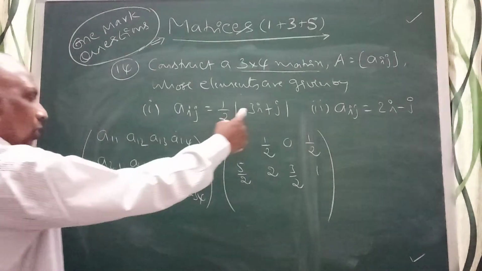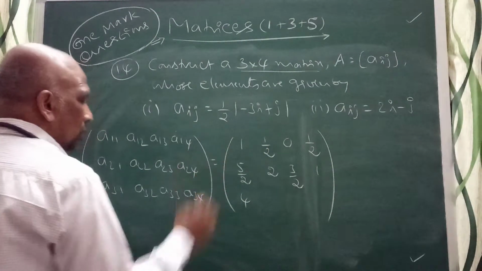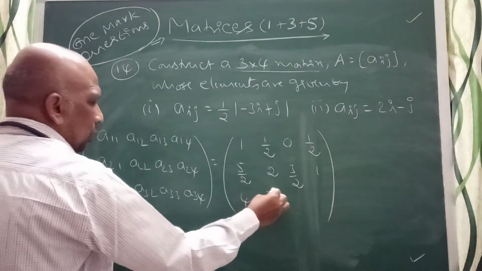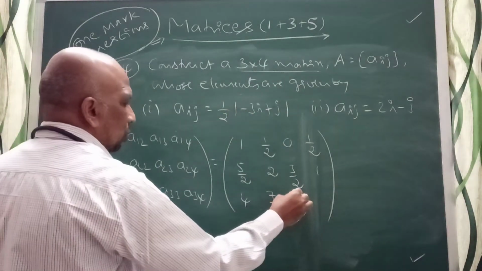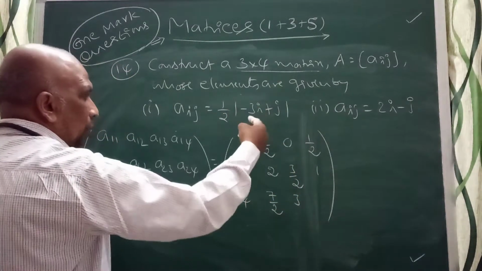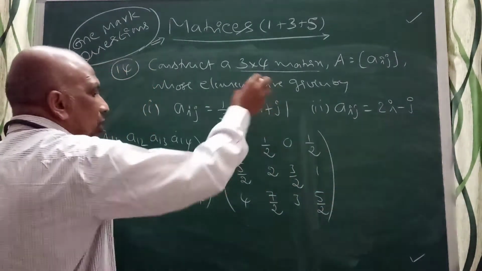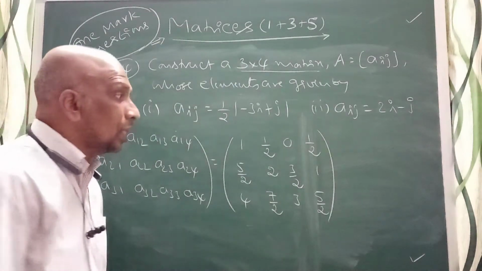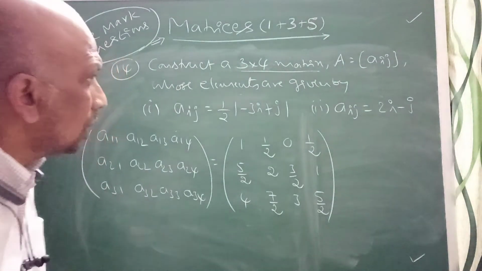You can take A31, minus 9 plus 1, 8 by 2, it will be 4. A32, minus 9 plus 2, 7 by 2. A33, minus 9 plus 6 by 2, 3. 3, 4, minus 9 plus 4, 5 by 2. Just substitute the suffix here, you can find this. Correct. Similarly, then you can think a_ij equal to 2i minus j. That also we can discuss.